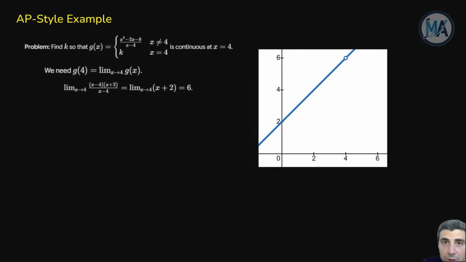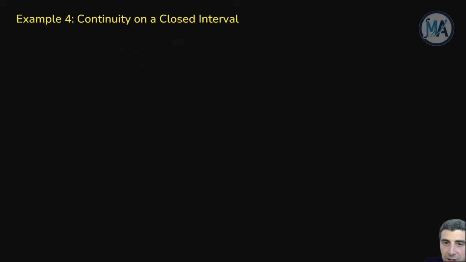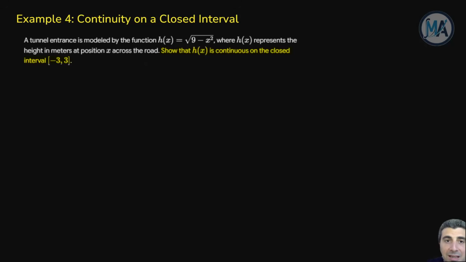Now here's a graph of the first piece of the function. All we need to do now is fill in that hole to make the function continuous. Very simple. We just set k equal to 6 to fill up the hole, and the function is continuous. Finally, here's an example where we need to show a function is continuous on a closed interval. Imagine a tunnel arch modeled by the function h on the closed interval -3 to 3.